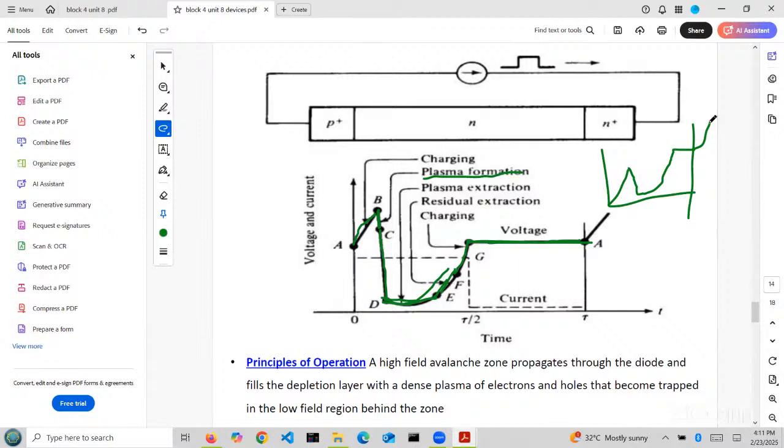So in the exam, you have to explain with subheadings, all this. Now, this is explained sentence by sentence. What is this first paragraph? What is given? Principles of operation. In principles of operation, when a high field or high field avalanche zone propagates through the diode and fills the depletion region with dense plasma of electrons and holes that become trapped in the low field region behind the zone. What is the meaning? Charging. After charging, plasma is formed. That is the meaning of this sentence.